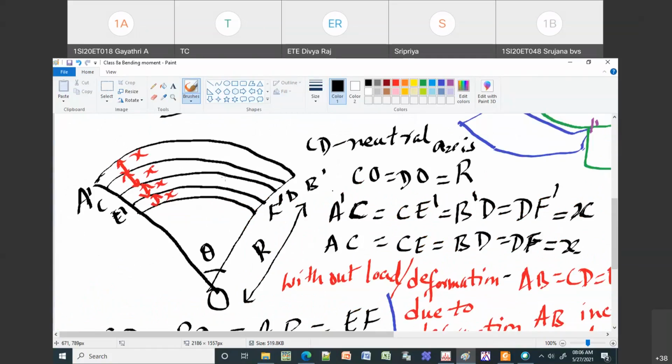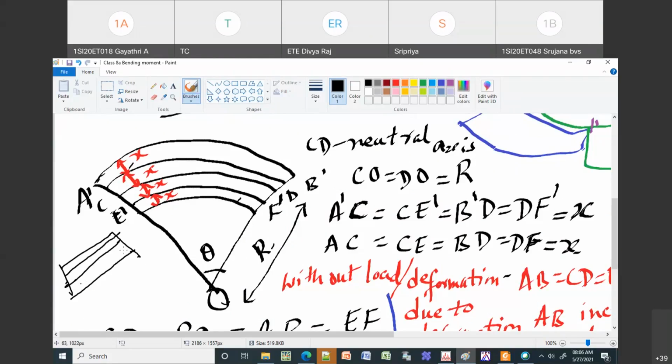Here, the assumption is that O is the center of that big circle, and R is the distance between the neutral axis and the center of the circle. That is your capital R. If you take a beam, it is made of several layers, and each layer will be at a constant distance.